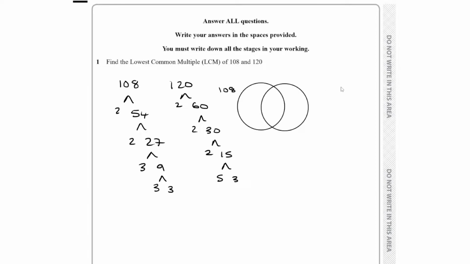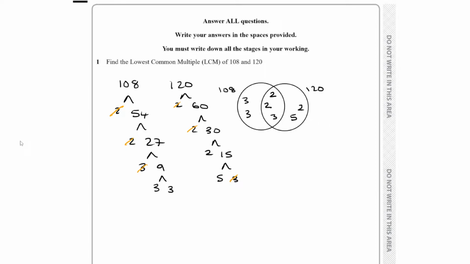So one side will be 108, one side will be 120. Now, I do the overlap first, so whatever they have in common, I'll write down once. For example, there's a pair of 2s here. They both have 2, so I'm going to put that once. And then they both have another 2, so I'll put that again. Then there's no more 2s. They both then have 3, and that's it in terms of the middle. Everything else just goes on the left or the right. So 3 and 3 for 108, and then 2 and 5 for 120.